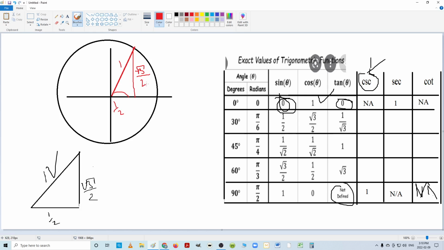And if you know anything, well, you know you've traveled x out and y up. So that means this xy coordinate is going to be a half and square root of 3 over 2.